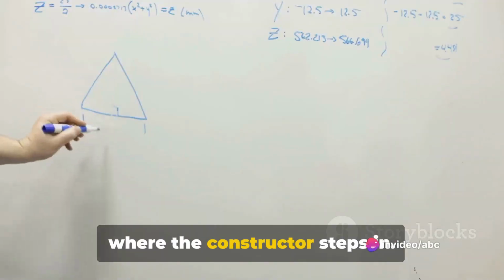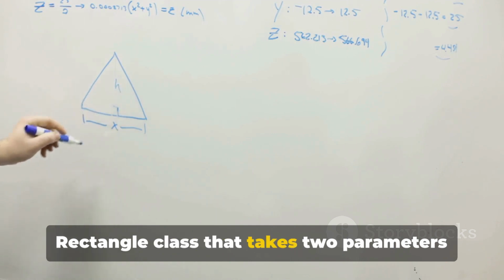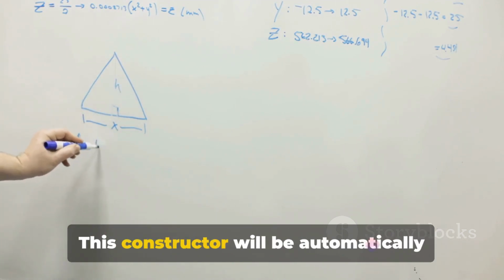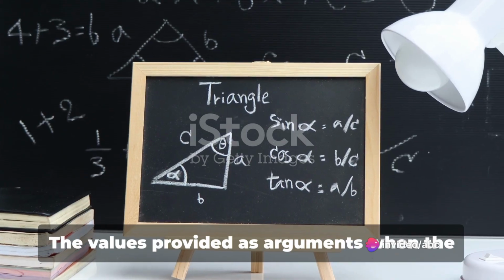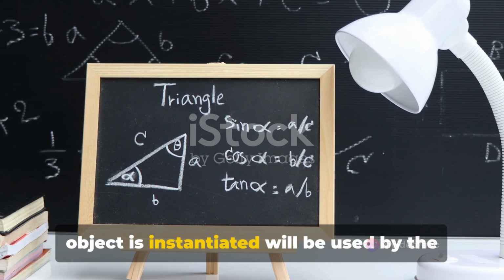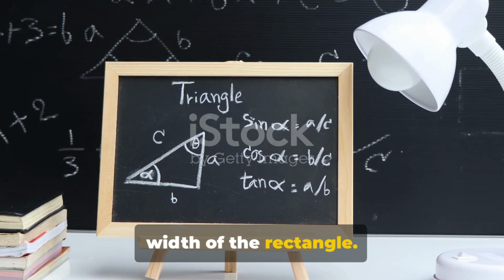This is where the constructor steps in. We can create a constructor for the rectangle class that takes two parameters, one for length and one for width. This constructor will be automatically called when a new rectangle object is created. The values provided as arguments when the object is instantiated will be used by the constructor to initialize the length and width of the rectangle.